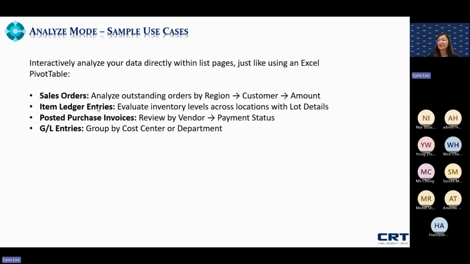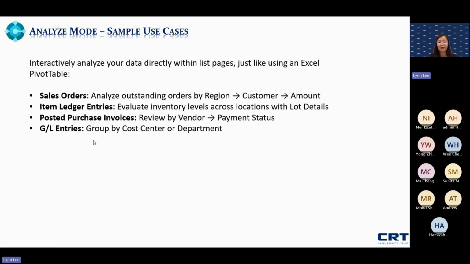The second example that most people will use is the item ledger entry, if you are using the item card. For the item ledger entry, you can see your inventory level across the locations, the lot information, the remaining quantity, and you can use the analysis mode to help your operation. The third one that most people use is the posted purchase invoice. You want to see your vendor, what the payment status is, and what the received information is. They can also use the analysis mode.